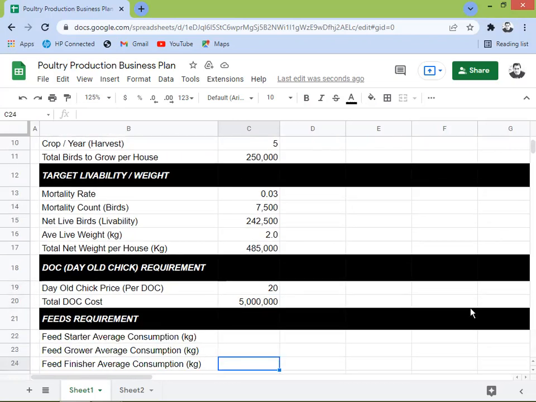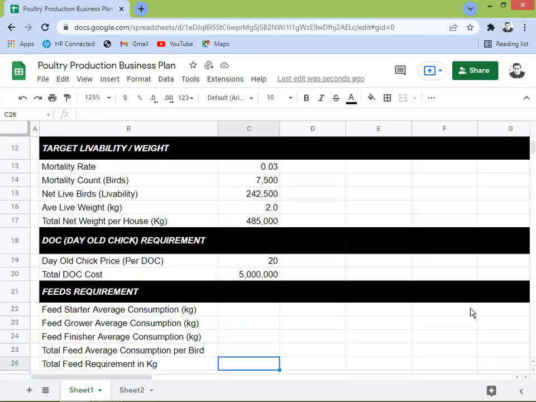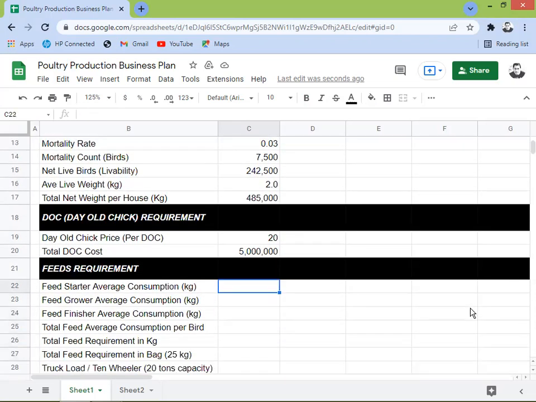Okay, so now let's go to the feeds requirement. There are 3 kinds of feeds that we're going to feed the broiler chicken. We're going to start with the starter feed, then at a certain age we'll go to grower feeds, and the last would be the finisher feeds.